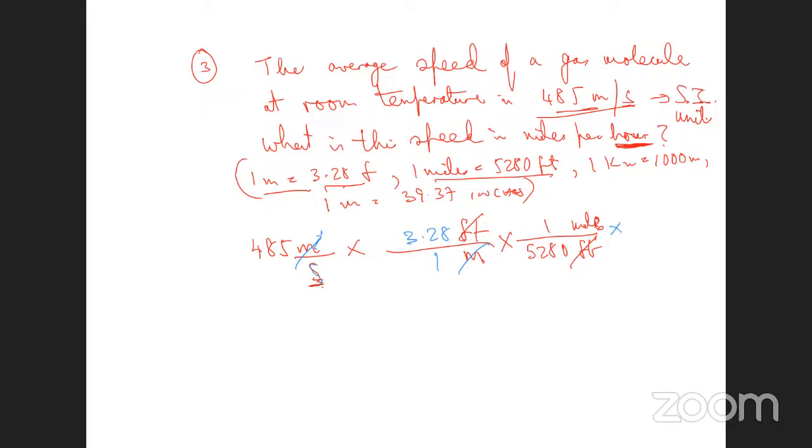How do I cancel these seconds? I put seconds on the top. And then I can go to minutes and then hours, but I can directly go to hours by converting how many seconds there are in 1 hour. It is 3,600 for 1 hour. How do I know? Because 60 seconds for 1 minute, 60 minutes for 1 hour. So 60 times 60 seconds, that's why. Okay, so this is something you should be able to know.